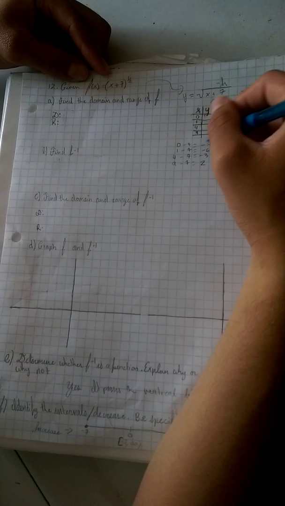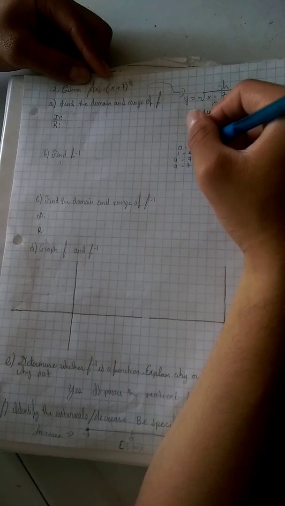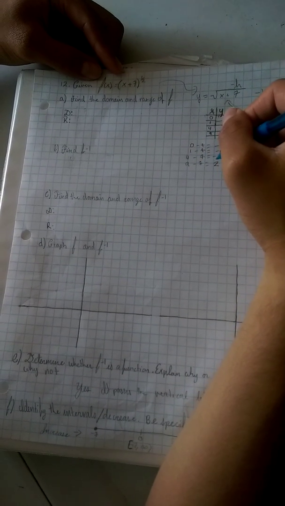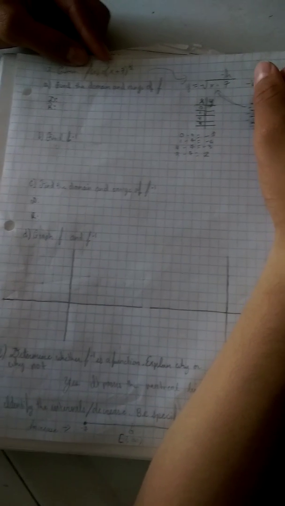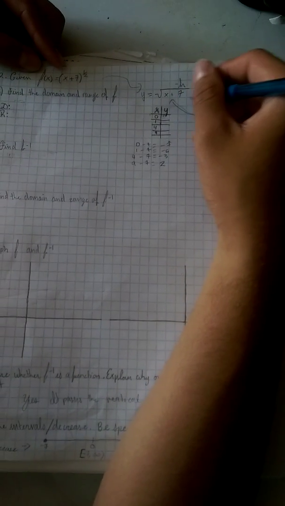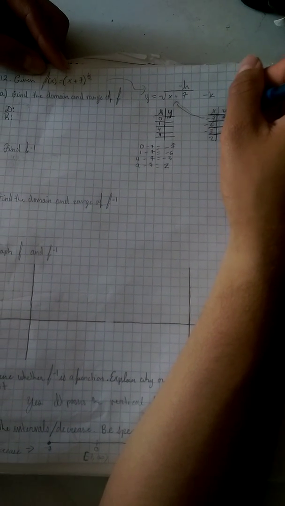So 0 minus 7 equals negative 7. 1 minus 7 equals negative 6. 4 minus 7 equals negative 3. 9 minus 7 equals 2. So all the points are right here. All the numbers are right here. Now we're going to plug it into x to find the y's.